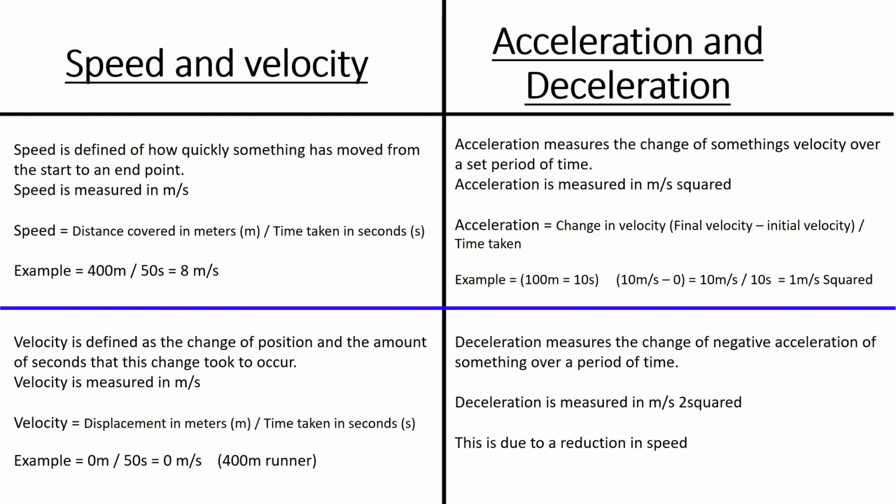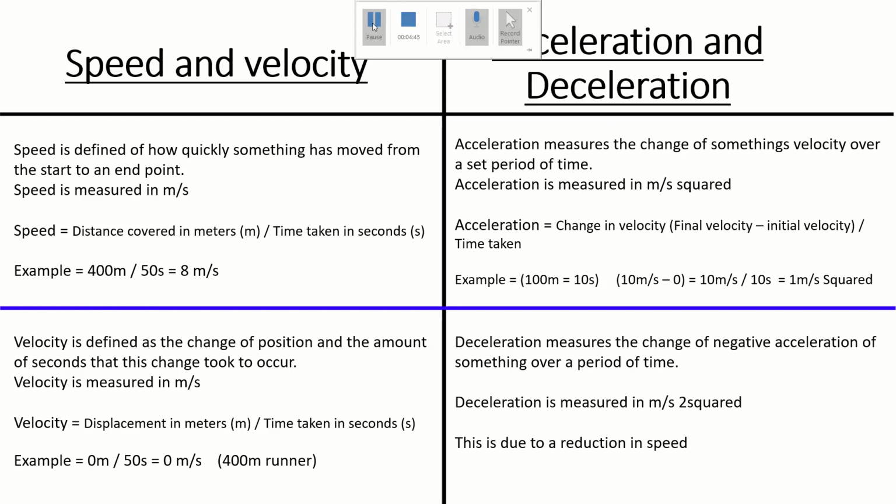Velocity is defined as the change of position and the amount of seconds that this change took to occur. If you were to take the same example of a 400 meter runner, they would have run the course of the track but ended up in the same start and end position, so their displacement in meters would have been naught, and the time taken would have been 50 seconds. So if you were to take their displacement in meters and the time taken in seconds, you would have ended up with a displacement or velocity of 0 meters per second.